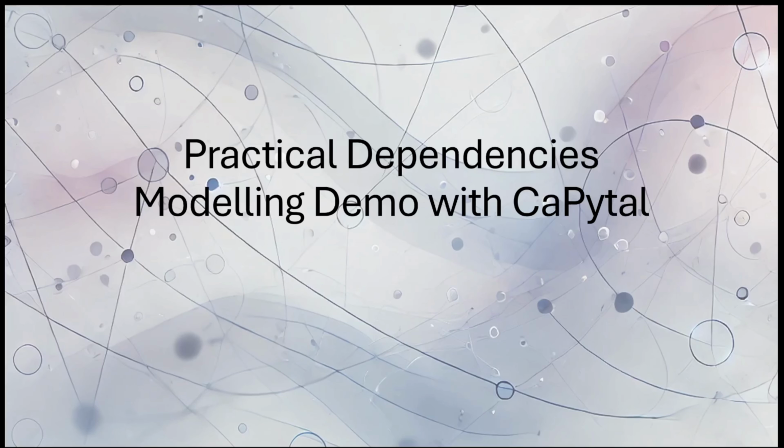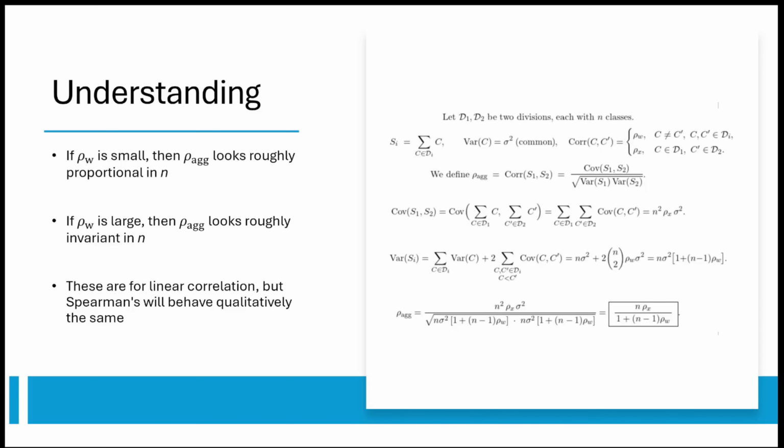So let's have a look at where that formula and where that result comes from. So we're going to let D1, D2 be two divisions, each have n classes. So we're going to assume this is pretty symmetrical. We're going to talk about the sum, S being the sum of classes within a division. The classes are all going to have a common sigma squared variance, and the correlation between classes is either going to be rho W for within a division or rho X for cross divisions.